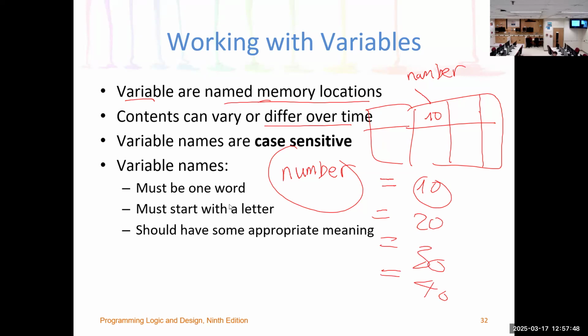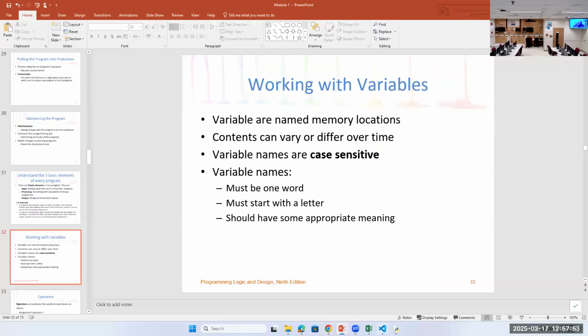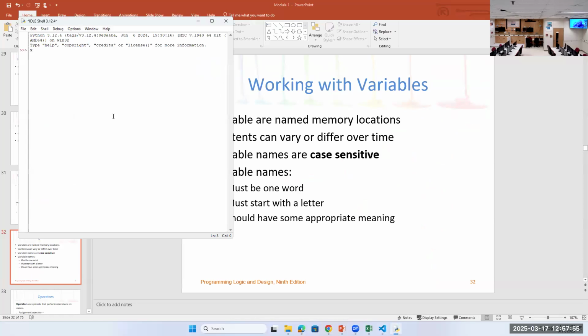Let me do a simulation in Python. If I have x equal to 10, that means I assign the value 10 to the variable x. Now I can print it out. What is x here? I have 10. Later on, I want to change the value of x. I change it to 20. You see, I have the same variable name, but now the value is 20.